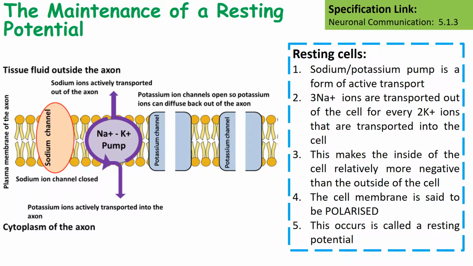Three sodium ions are transported out of the cell for every 2 potassium ions that are transported into the cell. This makes the inside of the cell relatively more negative than the outside of the cell. The cell membrane is said to be polarized. When this occurs, it is called its resting state or resting potential.